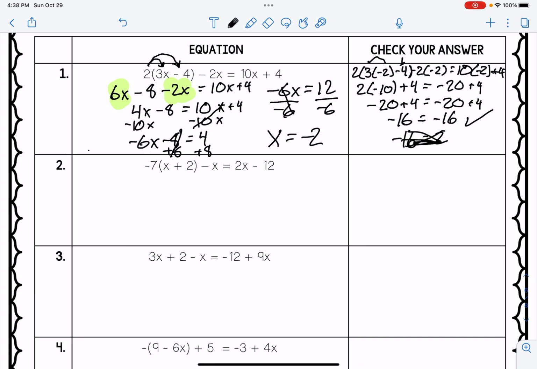All right, number 2, distribute. Negative 7x, negative 7 times 2 is minus 14 equals, oh, whoops, don't forget about that other x there. If you forget about it, we will be incorrect. So minus x, there we go.